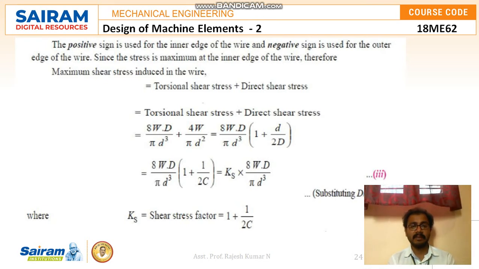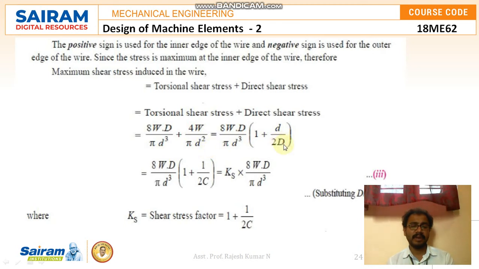Since the stress is maximum at the inner edge of the wire, let me consider the positive one, and the maximum shear stress induced in this wire is equal to torsional shear stress plus direct shear stress. So the formula is 8wD by pi d cube plus 4w by pi d square. Let me simplify this. Let me take 8wD by pi d cube common. The first term becomes 1, plus on the other side it is 4w by pi d square.